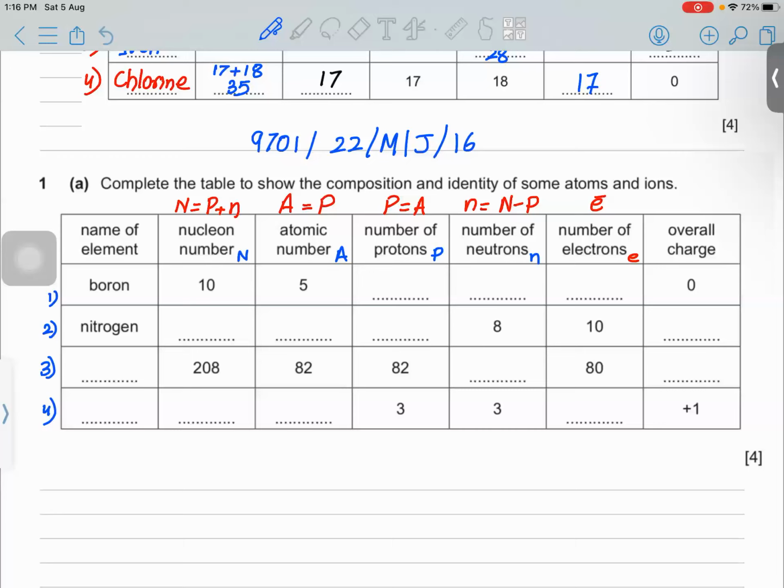Sure, I'm done. Okay. Isa, you have done, right? So Isa, can you tell me the names of the elements? Lead and lithium. Okay.